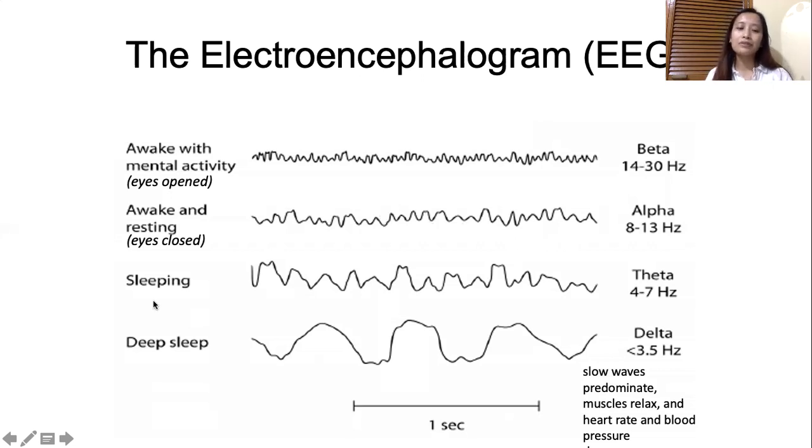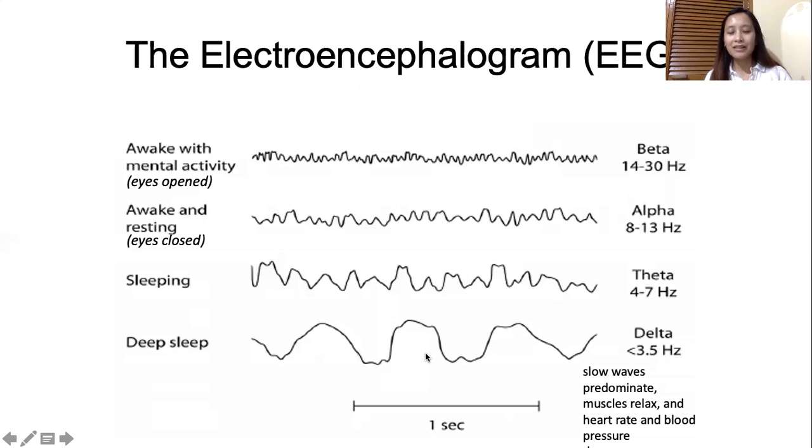If you start sleeping, your waves will now become theta waves, and it will become even slower. And when you're now in deep sleep, you will now have delta waves, and these are slow waves, no?